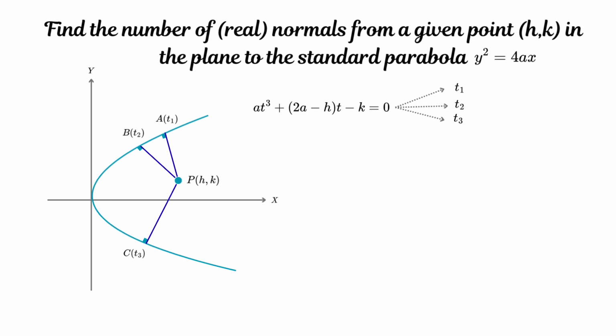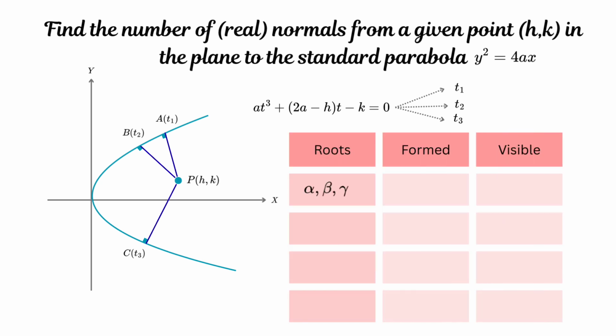To find how many normals are actually drawn from a specific point, we just count the number of real roots of the cubic. There are four possibilities. Case 1. Three distinct real roots, three distinct points on the parabola, so three visible normals. Case 2. Three real roots, but two coincide, still three normals algebraically, but only two distinct normals are visible.